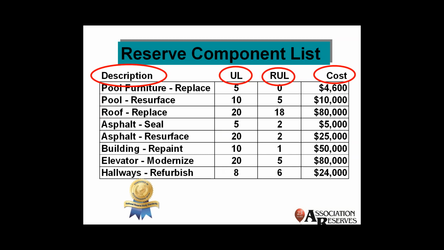All those expenses come from the reserve component list, and I'll get to which components should appear on this list in just a few minutes. But for now, the point is that every reserve study has a reserve component list that looks something like this. A listing of each component's description, that project's useful life interval, which is how often the project recurs, the remaining useful life, which shows where it is in its useful life cycle, and the current replacement cost. You can see that the components listed here are stable, predictable expenses.